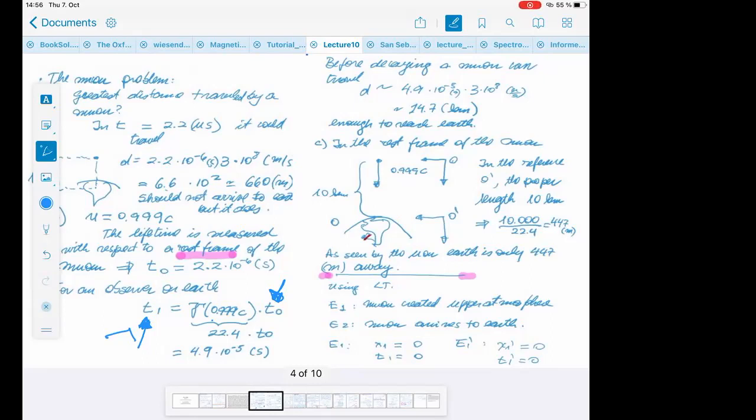Let's examine how this works in the rest frame of the muon. Now I have a reference frame which has the origin 10 kilometers up in the atmosphere, but the x-axis is nailed to the ground. So this reference frame is fixed with respect to the ground, and this reference frame O prime is traveling at almost the speed of light. In the rest reference of the muon, O prime, the proper length is what we have here, because this distance from the origin to the surface of the Earth is at rest in the reference system of Earth.